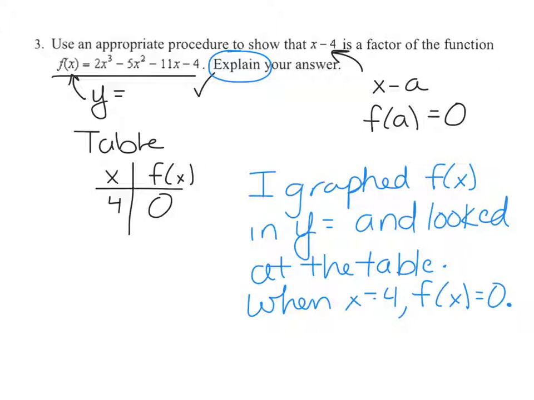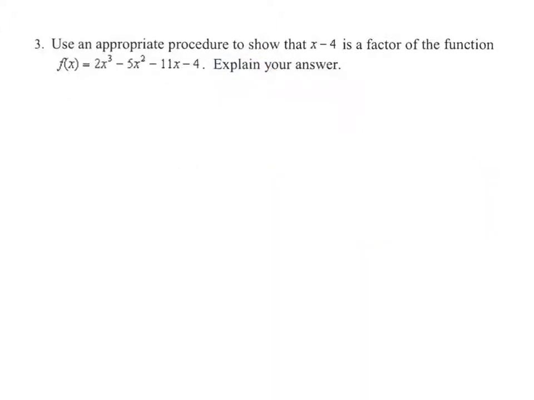Now we're going to look at a second way to do this problem. Let's say you didn't realize that you could just look in the table to answer this problem. A lot of people probably did this problem in the following way. To see if something is a factor, we can use division to see if the x minus 4 goes evenly into f of x. So we set up polynomial long division.